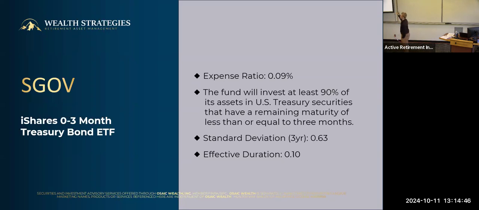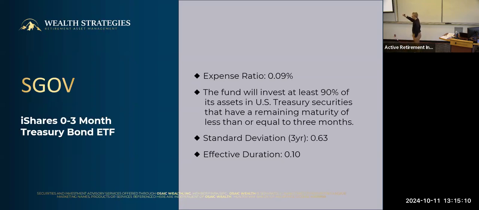The expense ratio on this is pretty low. It's not the lowest of any fund, but it's solidly low. Anything under 10 basis points I really like, just because that's pretty inexpensive, and pretty much any yield knocks that out. This fund invests at least 90% of its assets in US Treasury securities that have a remaining maturity of less than or equal to 3 months, for the reasons I mentioned a second ago.